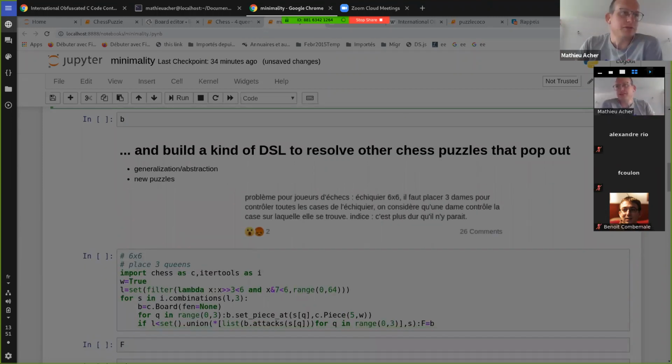For instance, my friend made a new one. He challenged us to find a solution to the following problem. You have a 6x6 board. You have to place 3 queens to control all squares.